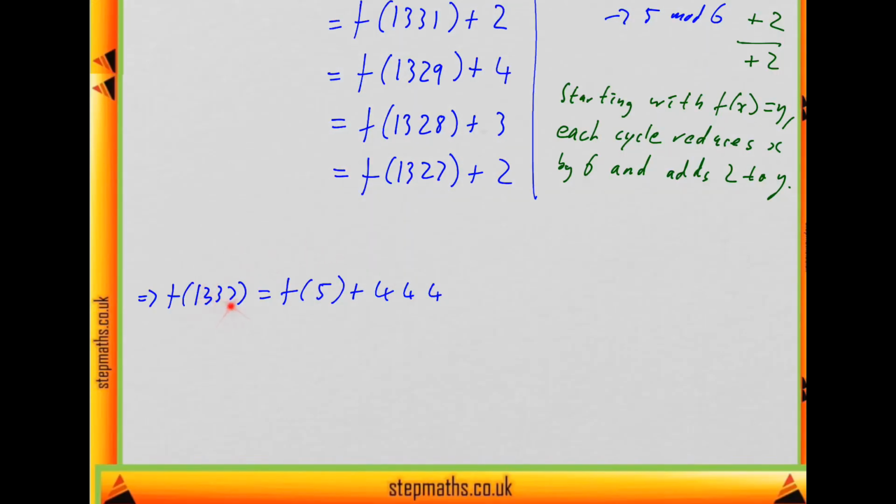So here I've written, once we do all these cycles, we're going to reduce this by as many factors of 6 as possible. So it's going to be reduced to 5, because it was 222 times 6 plus 5. So this is the remainder that's left over. And then for each cycle we're increasing outside by 2, so we should get plus 444.